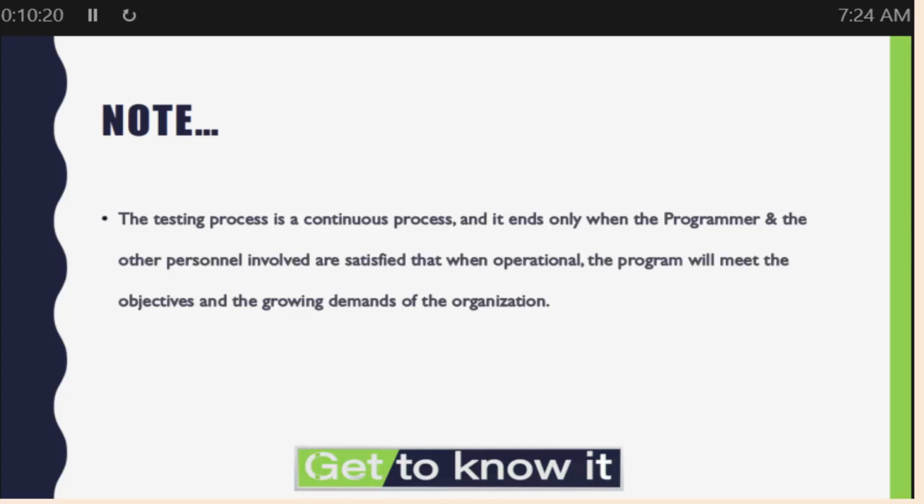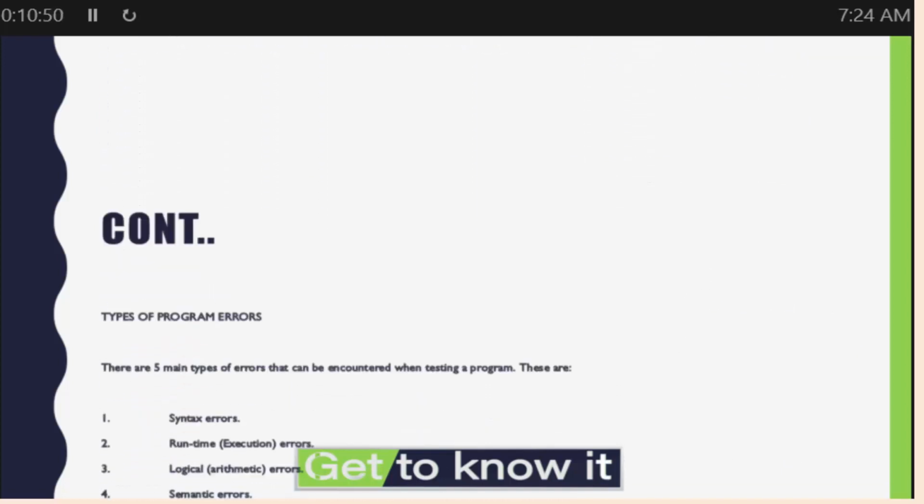So you find that the persons who are using this program are the ones to give you the green light that the program is now operational, and until then you may not be able to say that you have fully developed the program, because it will still require that the users are satisfied that the program is able to meet the objectives of the organization.